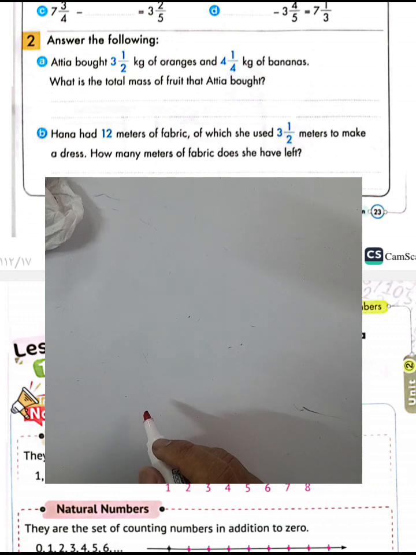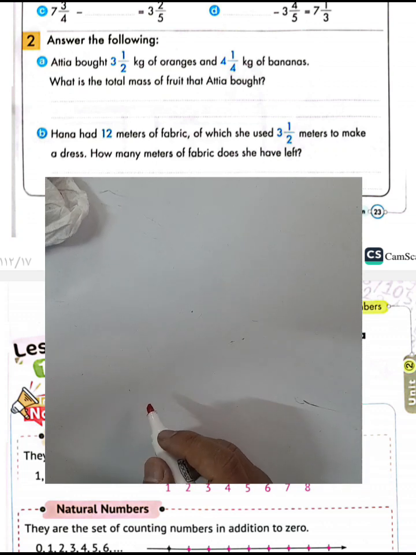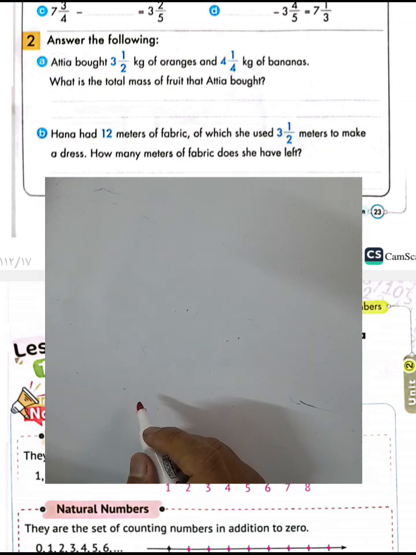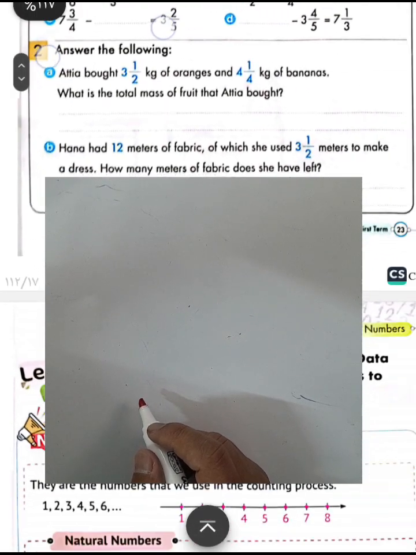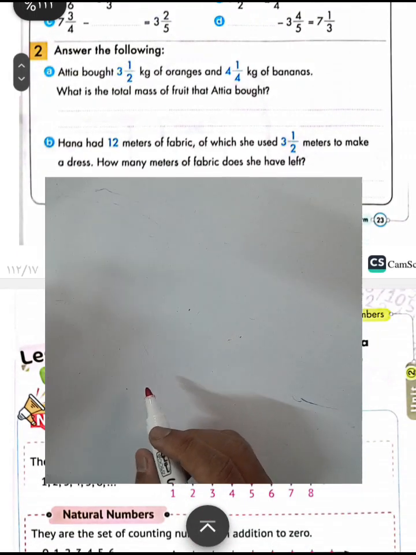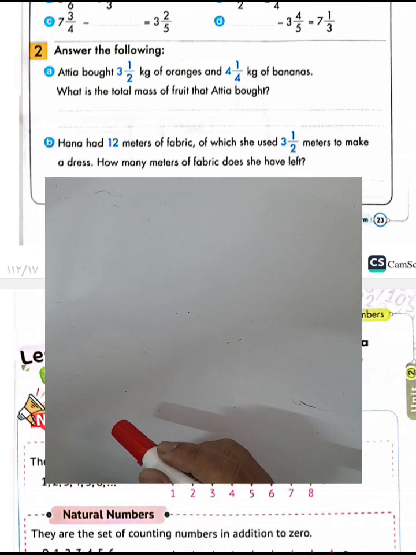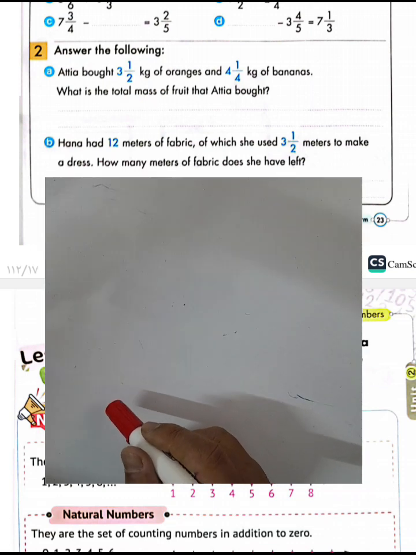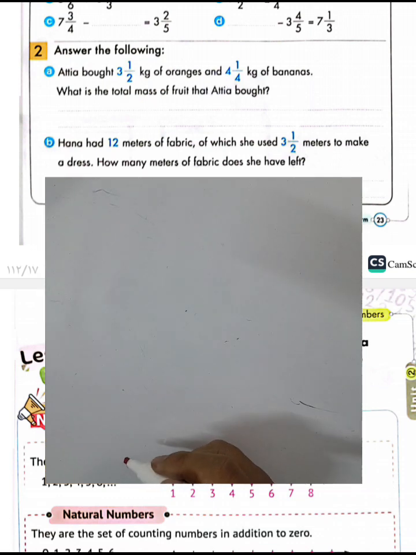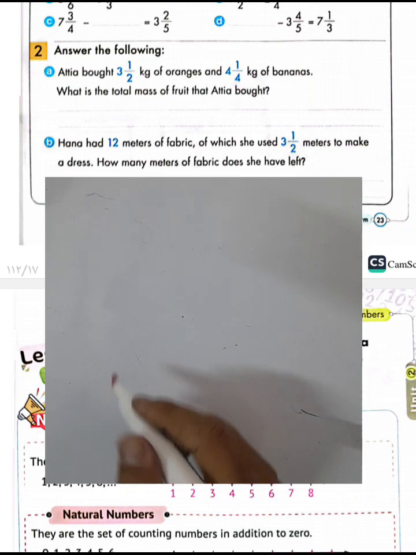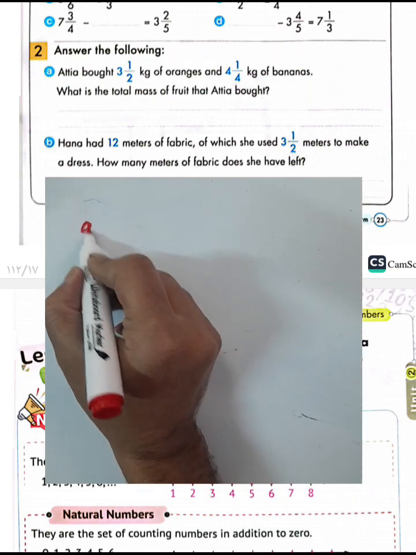We have here question number 2. Atiya put 3.5 kilograms of oranges and 4.25 kilograms of bananas. What is the total mass of fruit Atiya put? We can find the total by adding the two numbers. The total, which is letter A, right?